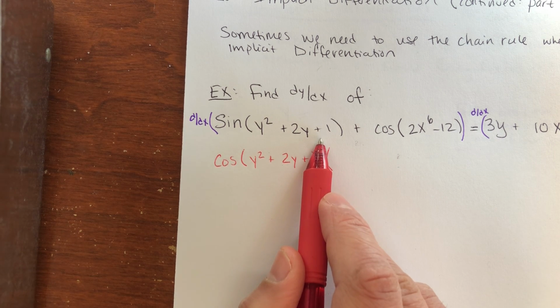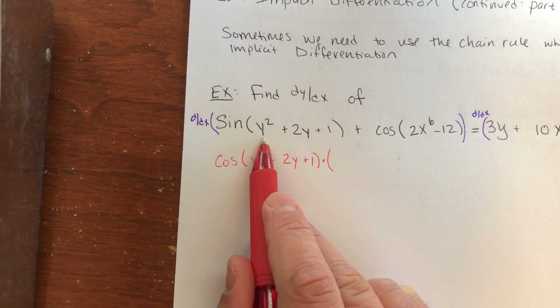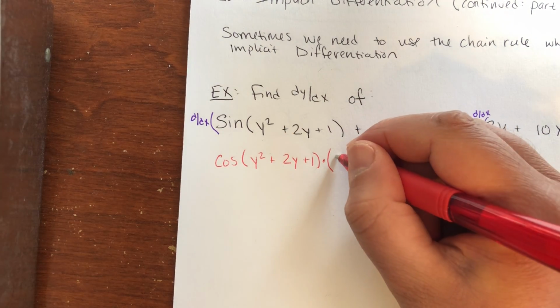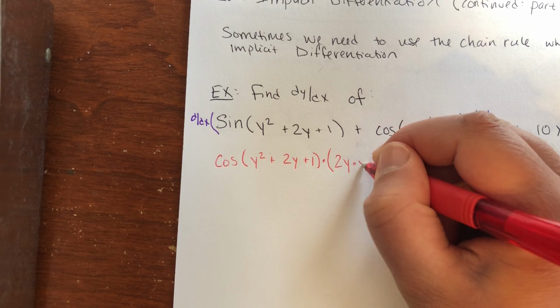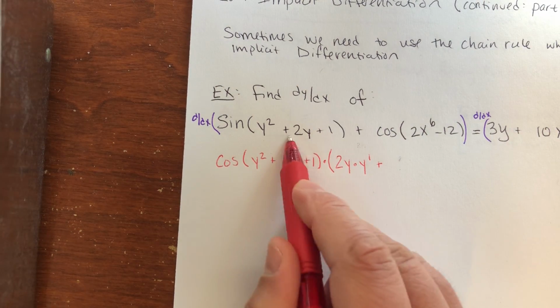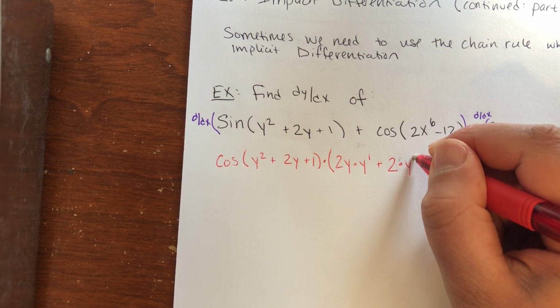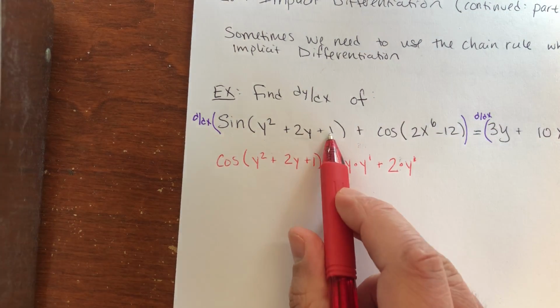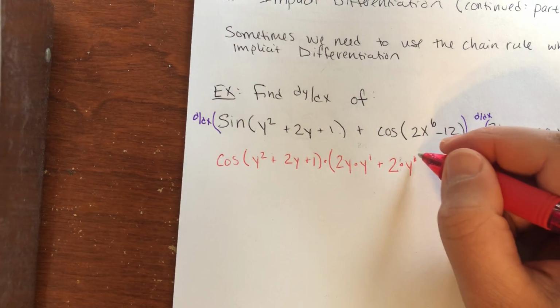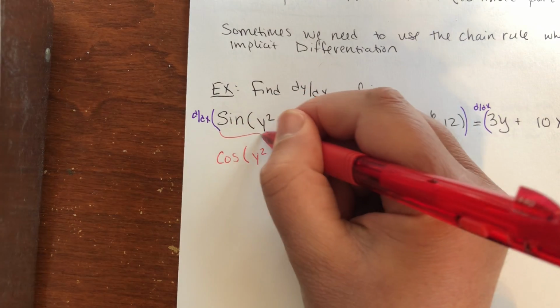Now remember, we're using implicit differentiation here. So anytime you take the derivative of a y term, you multiply by y prime. So the derivative of y squared would be 2y times y prime, plus the derivative of 2y would be just regular 2, but we need to multiply it by y prime. And the derivative of the constant term 1 is just 0. Okay, so that's the derivative of my first term here.